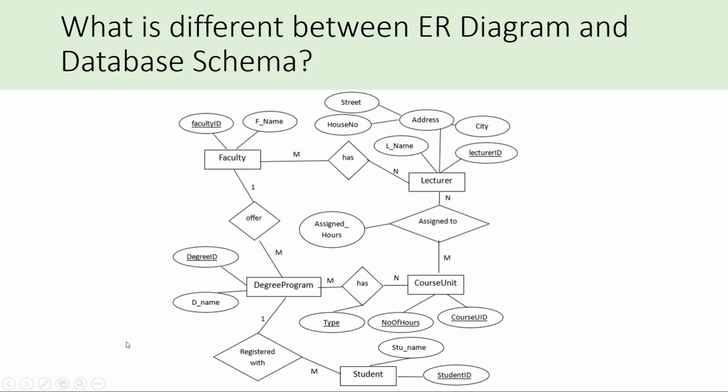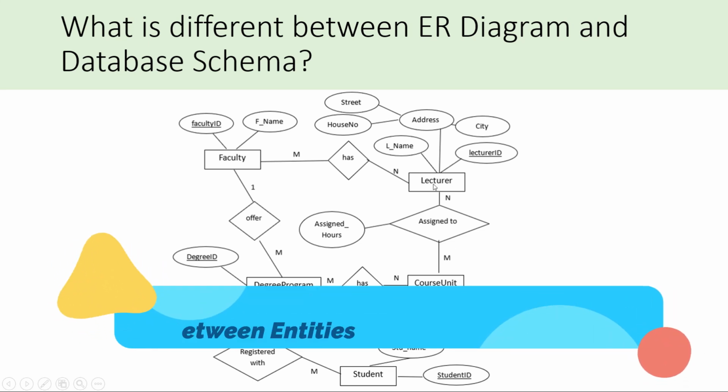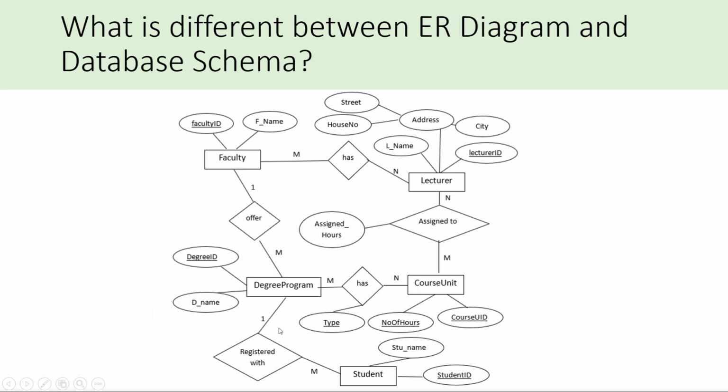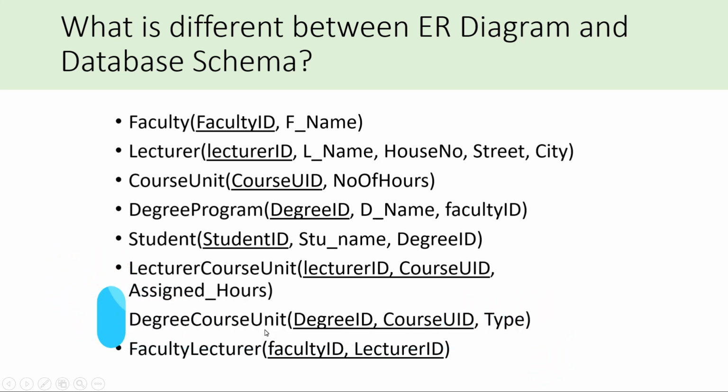Let's get started. ER diagrams help us visualize the relationships between entities, making it easier to communicate with stakeholders and model business logic. On the other hand, database schemas or relational schemas provide the technical blueprint for implementing the database, defining how we store data and how to manage data.